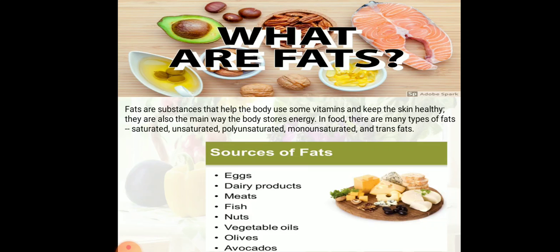Sources of edible animal fats are cod liver oil, butter, ghee, cheese, etc. Fats are obtained even from milk and meat. Sources of edible plant fats are peanuts, soya bean, sunflower, sesame, coconut oil. All these oils are obtained from these plant products.